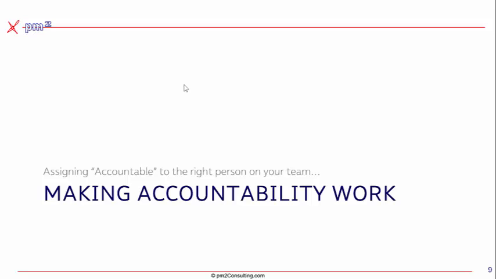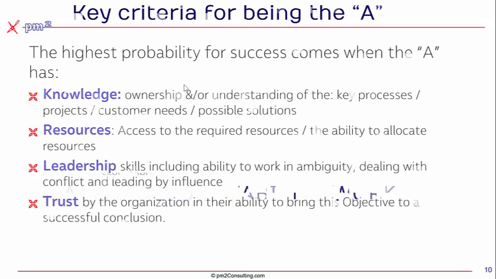So now the last thing I promised to touch on is how do we make that accountability work, and in particular the A. So if we've got two or three people who are candidates, do the following test. These are just four simple questions. One, which of the two candidates has the knowledge? And that's the knowledge of the processes or understanding of the processes, as well as the projects that are linked, and perhaps what are the driving customer needs, be they internal or external, and also what are the possible solution approaches. So that's thing one. Do they have the knowledge?